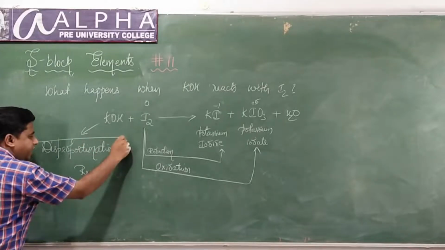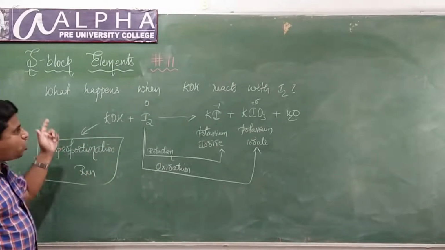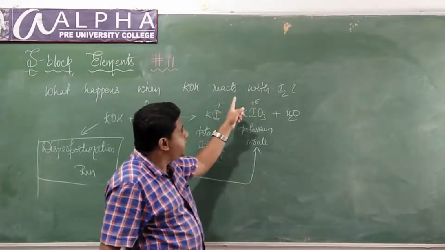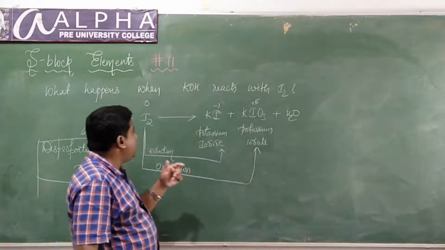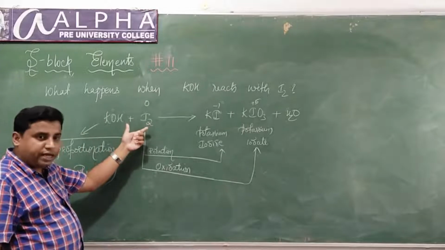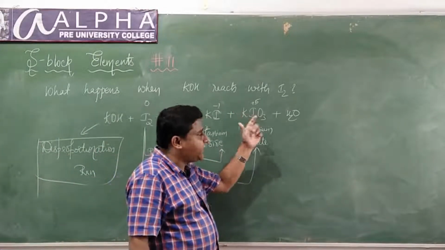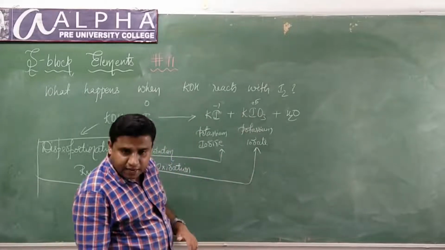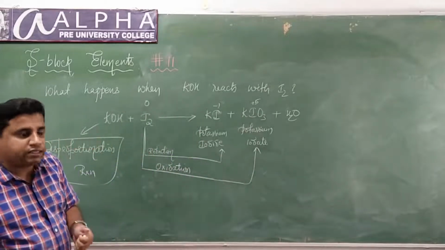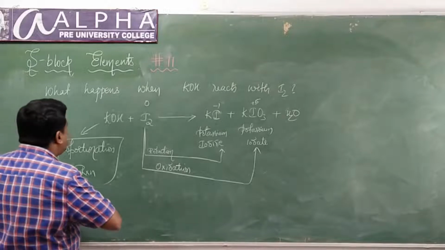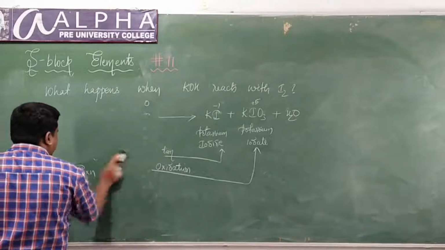Understood? Are we clear? Any doubts with this? So, what happens when potassium hydroxide reacts with iodine? When potassium hydroxide reacts with iodine, we will get potassium iodide, potassium iodate, and water. Next, let us understand the other chemical properties of potassium iodide.